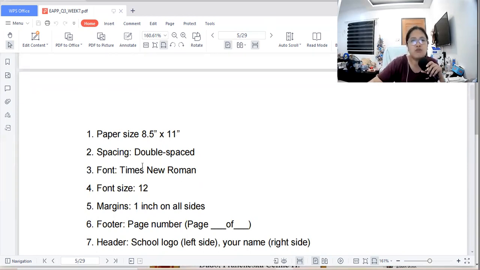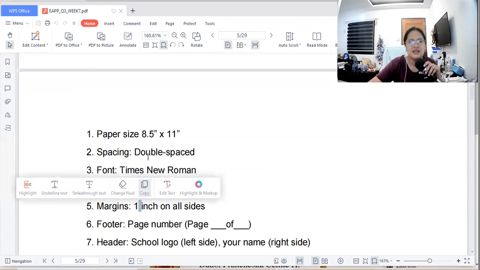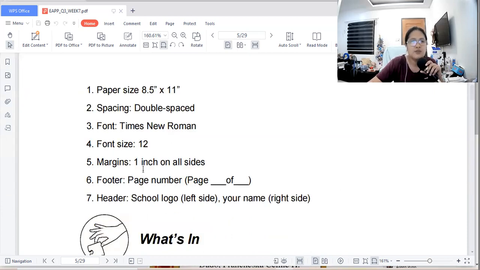Usually you would go for the formal type. You don't use cursive. Font size is 12. You also have a 1 inch margin on all sides. Then you have a footer, like page 1 of 5, page 2 of 5, and your school or institution logo, and then your name on the right side. But again, you have to consider what your school or organization follows, because sometimes the format varies from school to school, university to university.